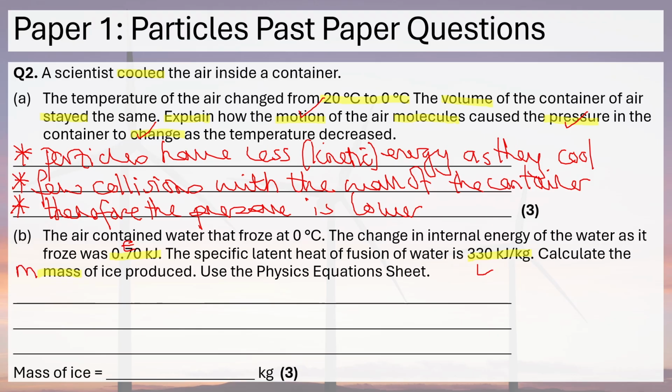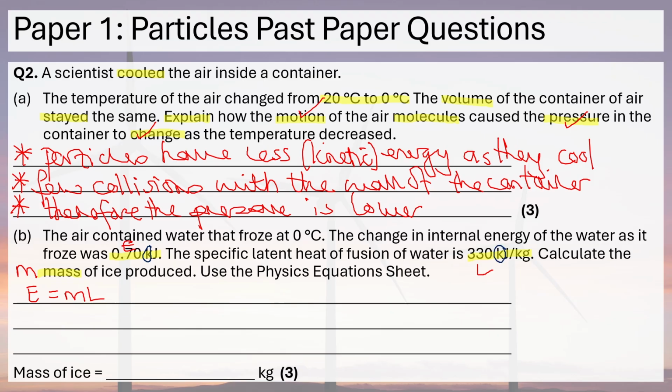There's only one, and that is energy is equal to mass times specific latent heat. Now, before I put the numbers in, I need to notice that I've now got kilojoules and I've got kilojoules here.